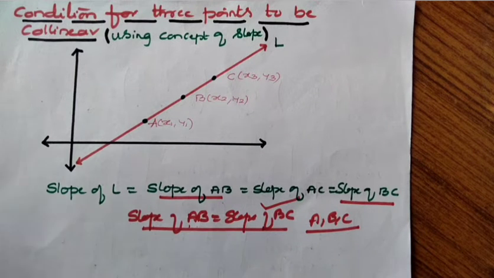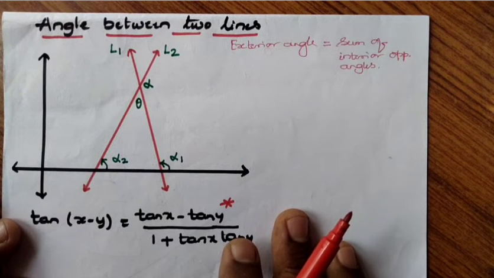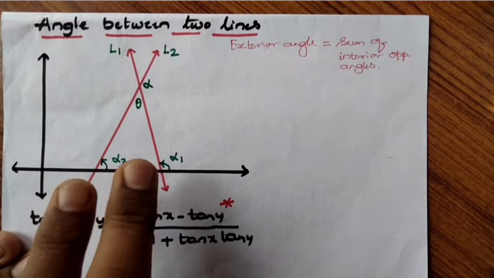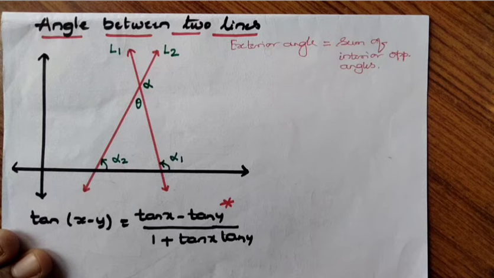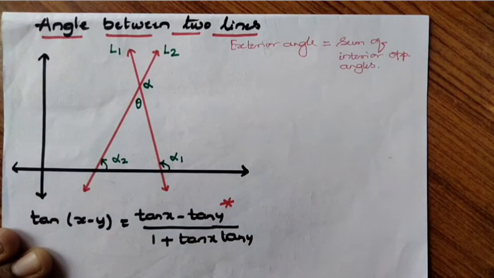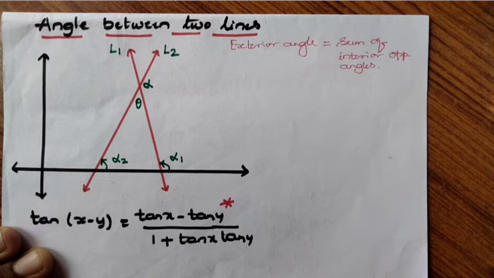Now let us move to another concept, the angle between two lines. Just think here: when two lines are in a plane, those two lines may be either parallel or intersecting each other. Yes or no? Here I am going to consider two intersecting lines, L1 and L2. Clearly we observe that when two lines intersect each other, two pairs of opposite angles are generated. This is theta, and vertically opposite, this is also theta. If I take this as alpha, this is also alpha. Yes or no? We observe two pairs of vertically opposite angles.